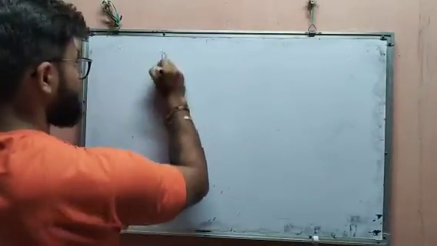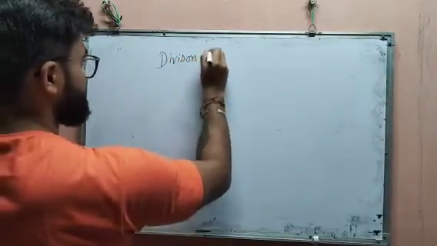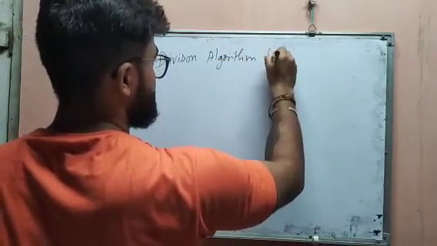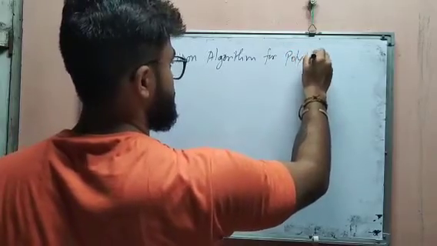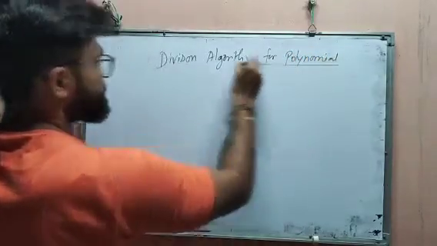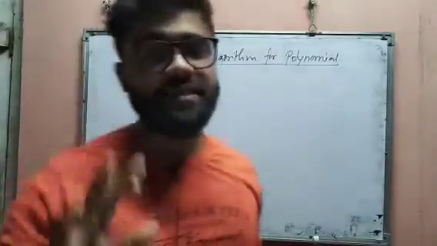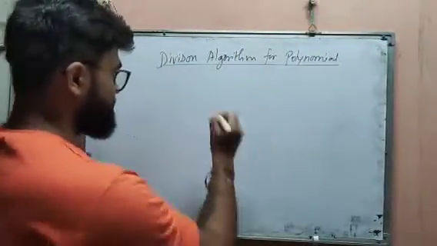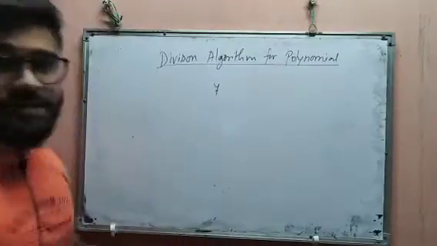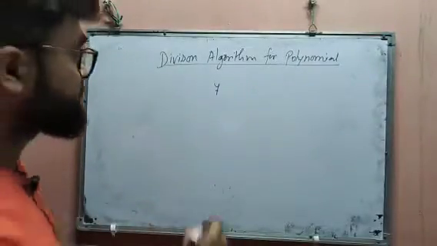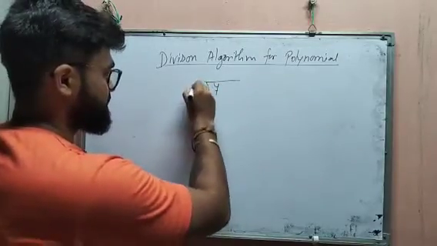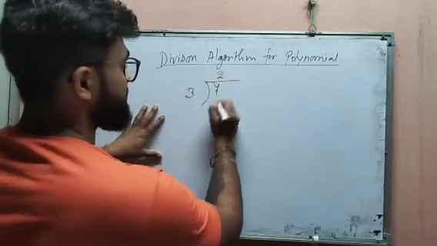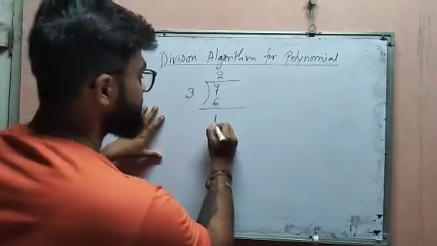Division algorithm for polynomials. So it is a simple example, no need to panic. Suppose we need to divide 7 by 3. 3 divides 7 how many times? 2 times. 3 twos are 6 and the remaining is 1.